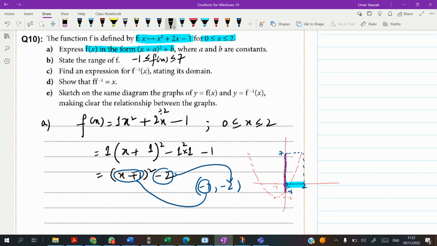Now I want to find the inverse function. You cannot find the inverse function if you have the standard form. First, it should be in completing the square form.